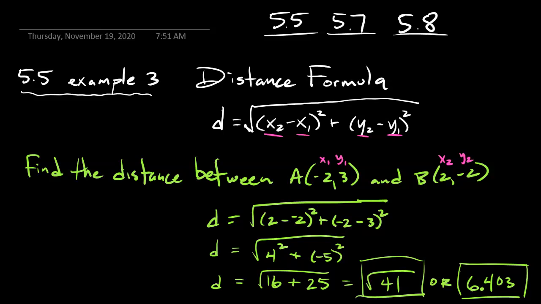Do you guys know how I knew it was about 6.5? I knew square root of 36 was 6, and I knew square root of 49 was 7. So 41 is pretty close to the middle of 36 and 49.